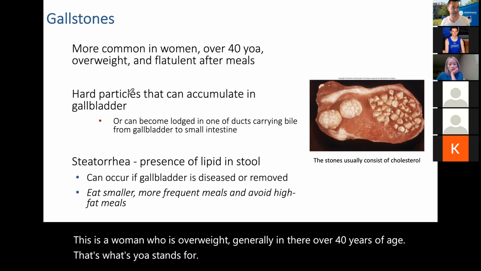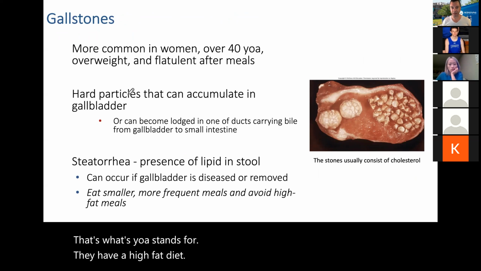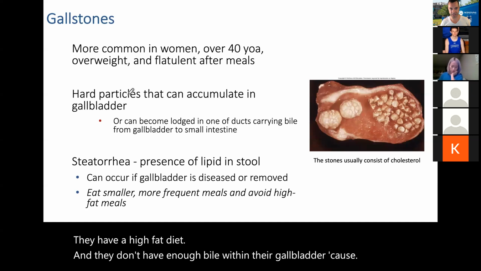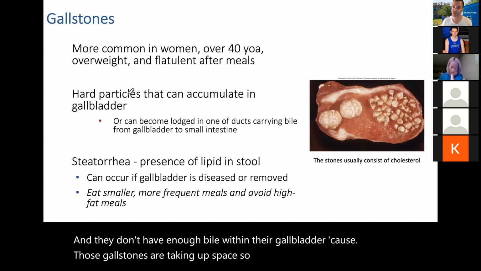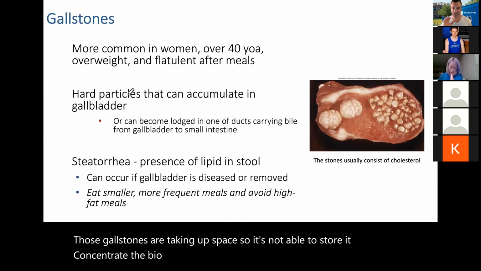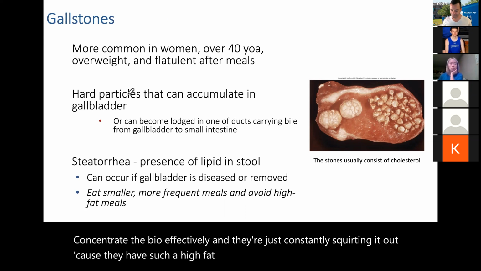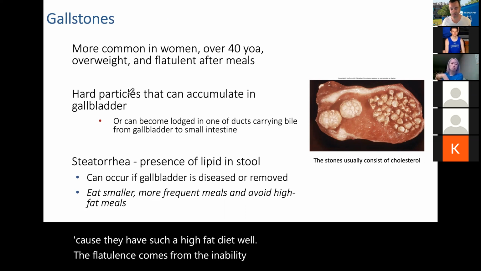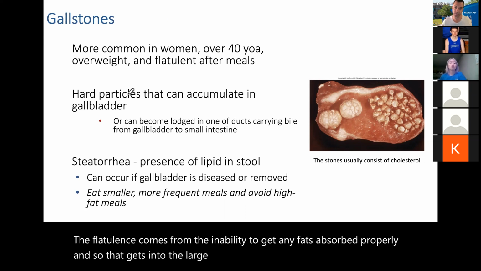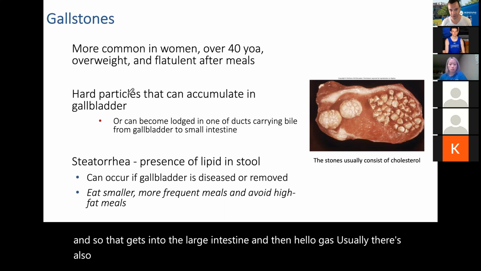They have a high fat diet and they don't have enough bile within their gallbladder, because those gallstones are taking up space, so it's not able to store and concentrate the bile effectively. And they're just constantly squirting it out because they have such a high fat diet. Well, the flatulence comes from the inability to get any fats absorbed properly. And so that gets into the large intestine and then, hello, gas. Usually there's also some right subscapular pain associated with it as well.